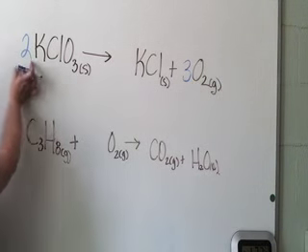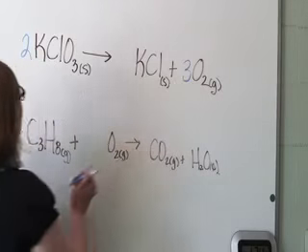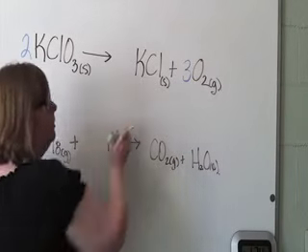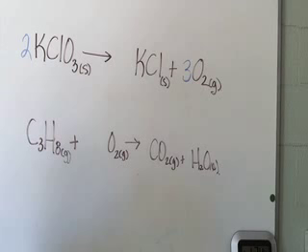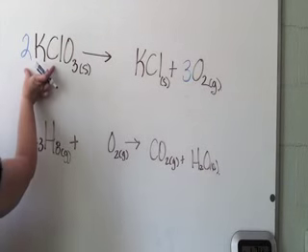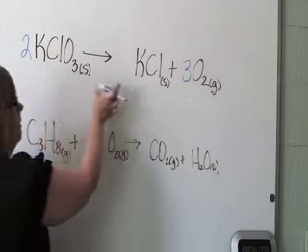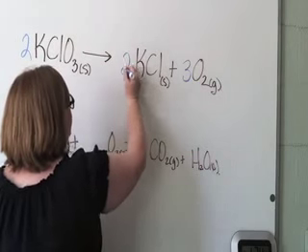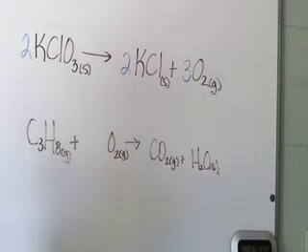But by putting these coefficients in, we have unbalanced the potassium chloride. And so we need to put another coefficient in to balance that. We have 2 potassiums and 2 chlorines over here, so we need to put a 2 out front here. Now that equation is balanced.